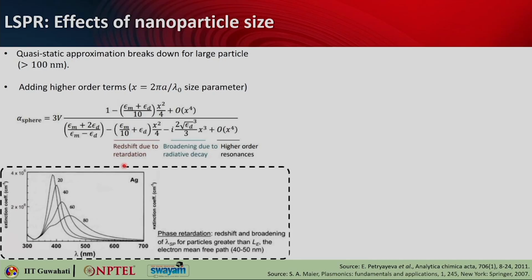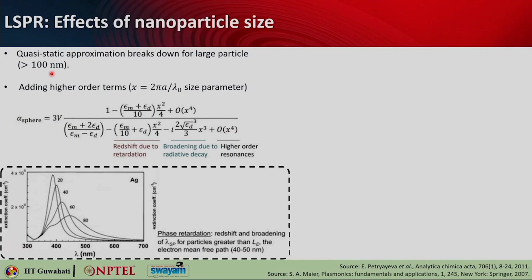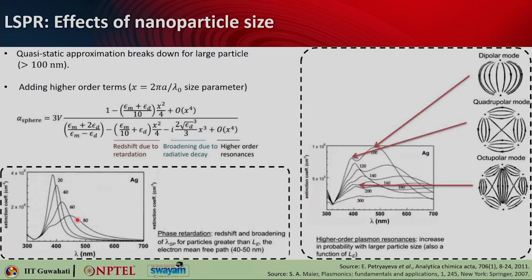Now, what is this retardation? In quasi-static theory, if you remember, we assume that the phase over a particle does not change because the particle is very tiny compared to the wavelength of light. But when the particle size increases and becomes comparable, in the sense like lambda by 4, lambda by 5, something like that, you will see that over the surface of the particle there are some phase changes, and that will not allow all the electrons to oscillate in sync or phase. So, that will cause the broadening and the redshift. These are the reasons behind these two effects.